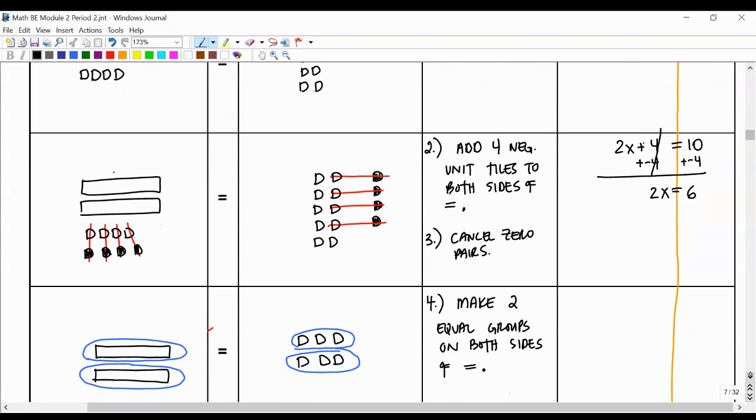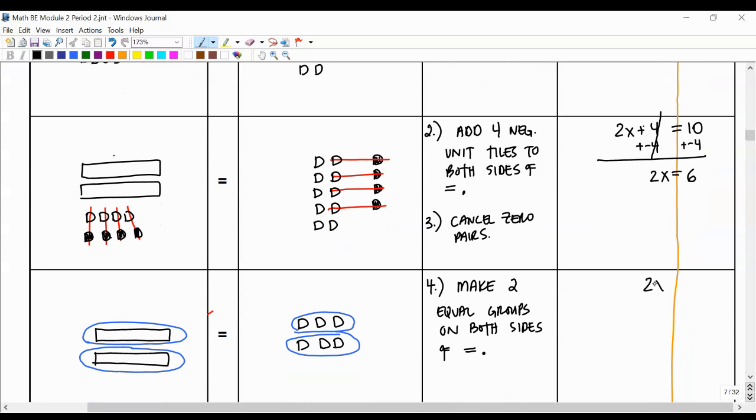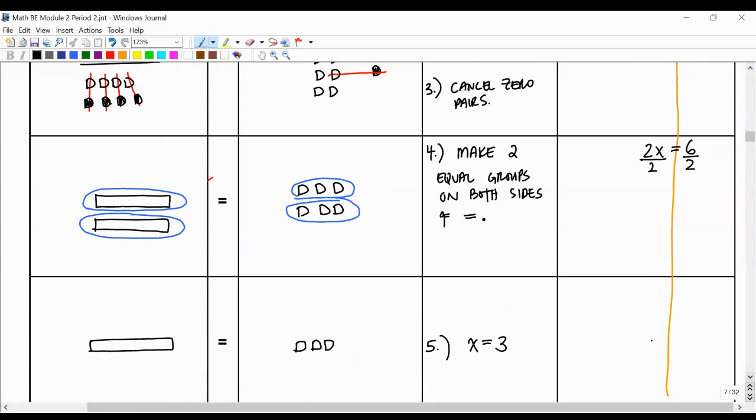Feel free to pause the video. Notice how I line this up. That's very important. Plus -4, plus -4 lined up. And then we had 2x equals 6. And we made equal groups, which is another way of saying divide. And we divided by 2. And we got x equals 3.